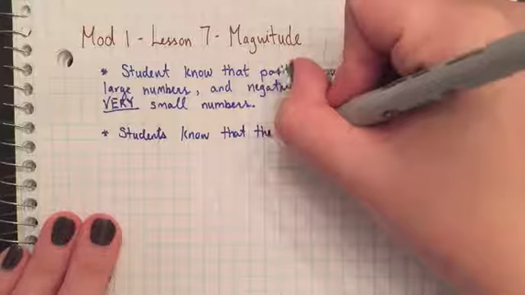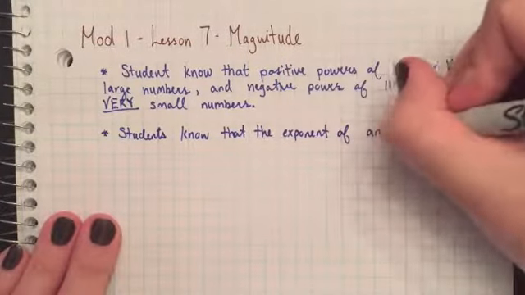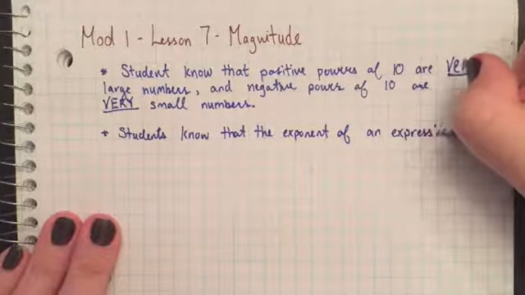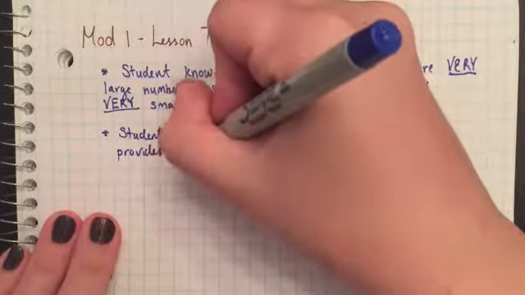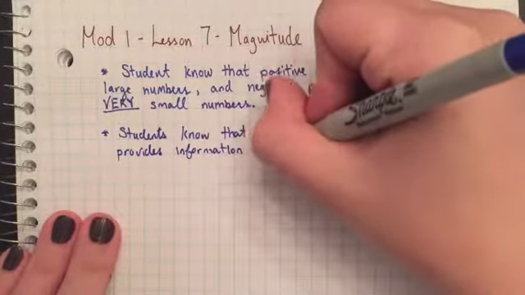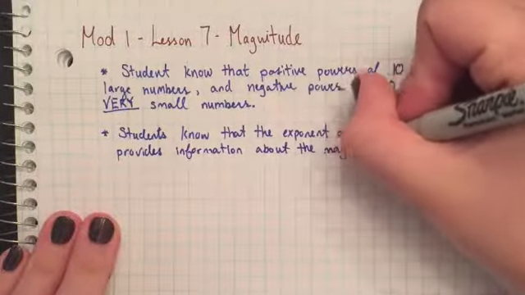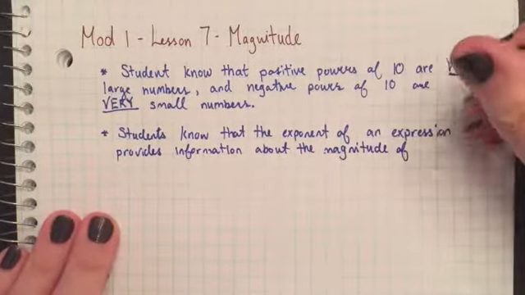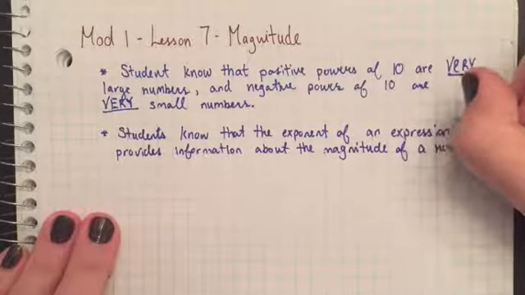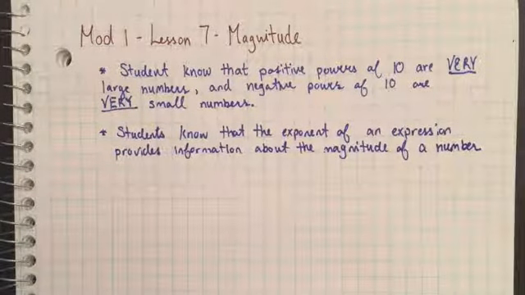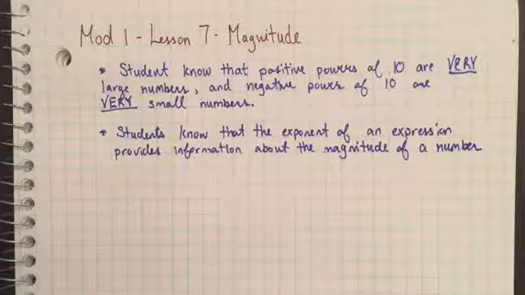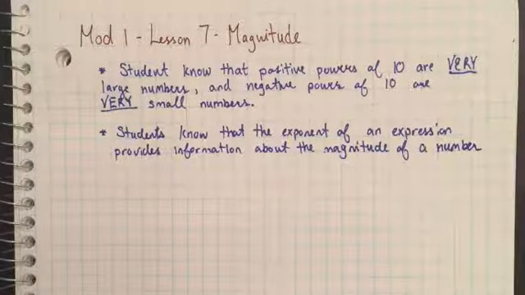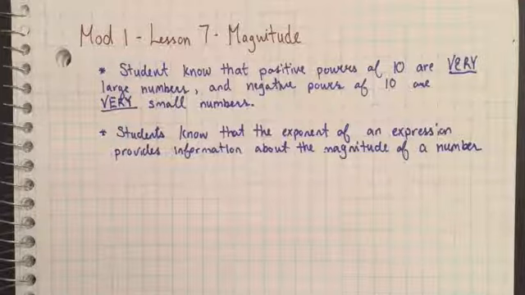Our second objective says students know that the exponent of an expression provides information about the magnitude of a number. So again, the exponent is really going to help us decide how large or how small a particular value is.